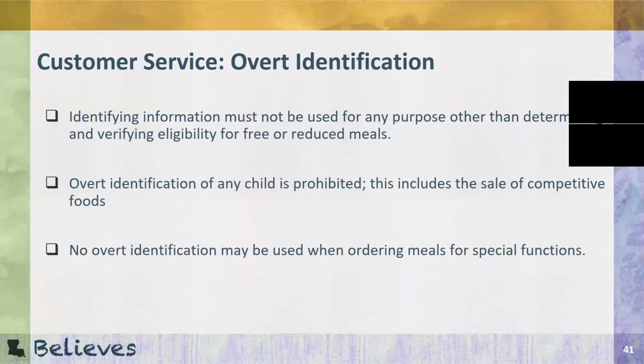Identifying information must not be used for any purpose other than determining and verifying eligibility for free or reduced meals. Overt identification should be considered in different situations beyond the application process. This includes at the point of service, where other students may see eligibility statuses on the cashier's computer screen. Or, for example, when special functions take place that require alternate meal service types, such as field trips and class parties. In these instances, no overt identification of meal status should occur.